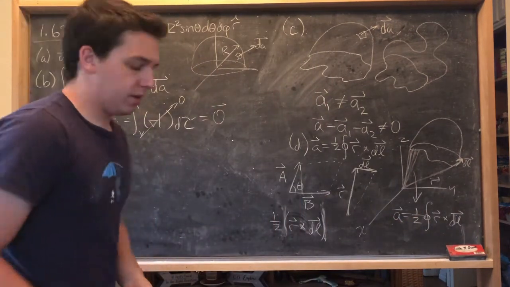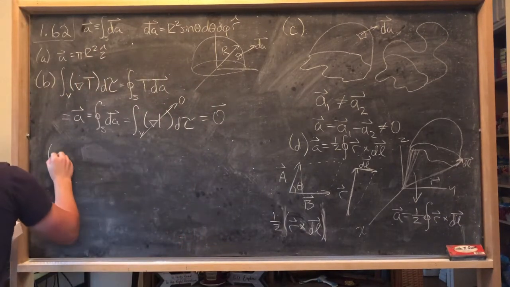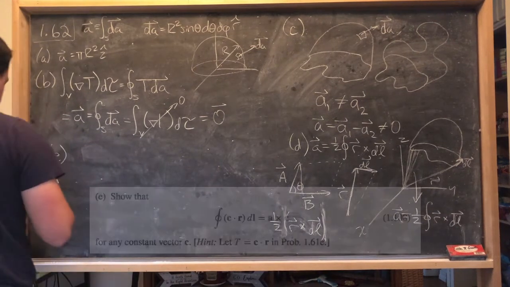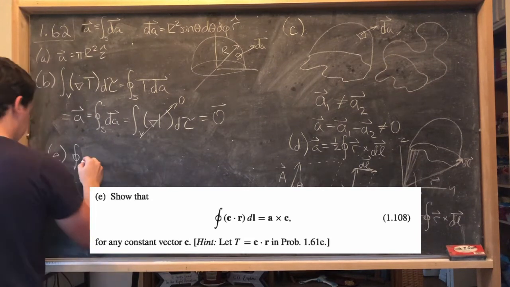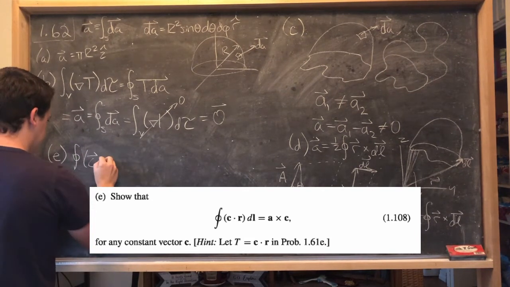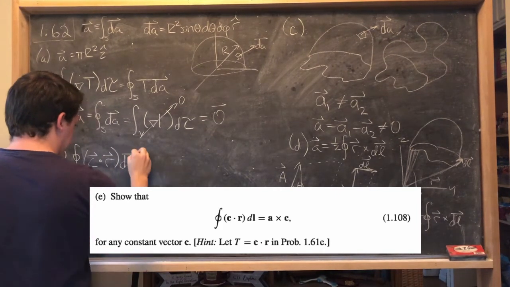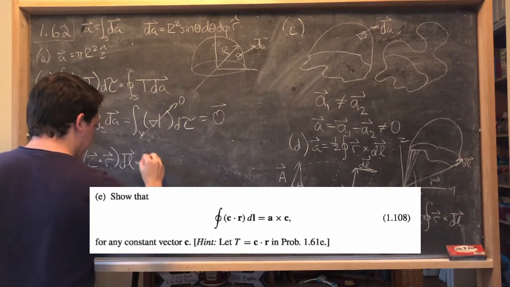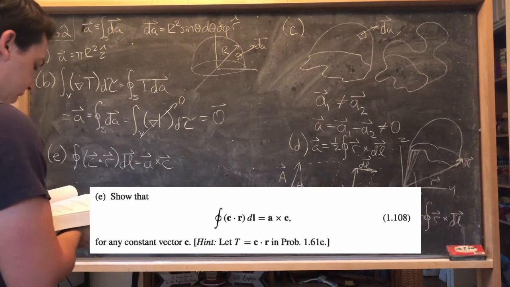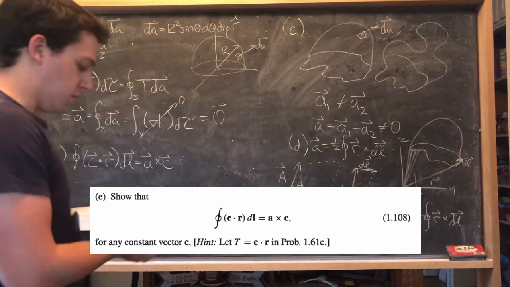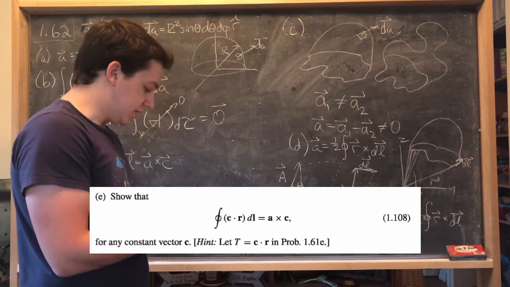Okay, and that will finally bring us to part E, which is to show that the closed loop integral of some constant vector c dotted with the position vector r, dl, equals the cross product of our vector area and the constant vector in question. And then Griffiths gives us a hint: let T equal c dot r in problem 61e.